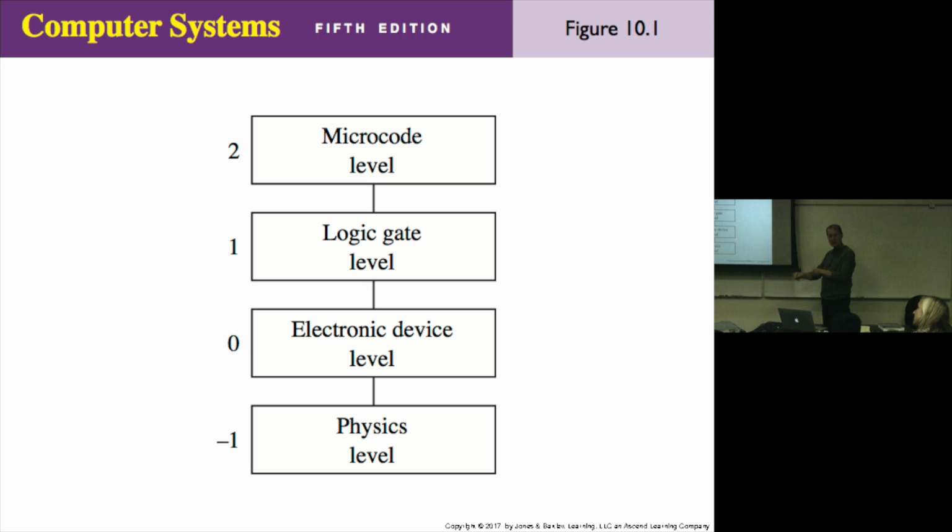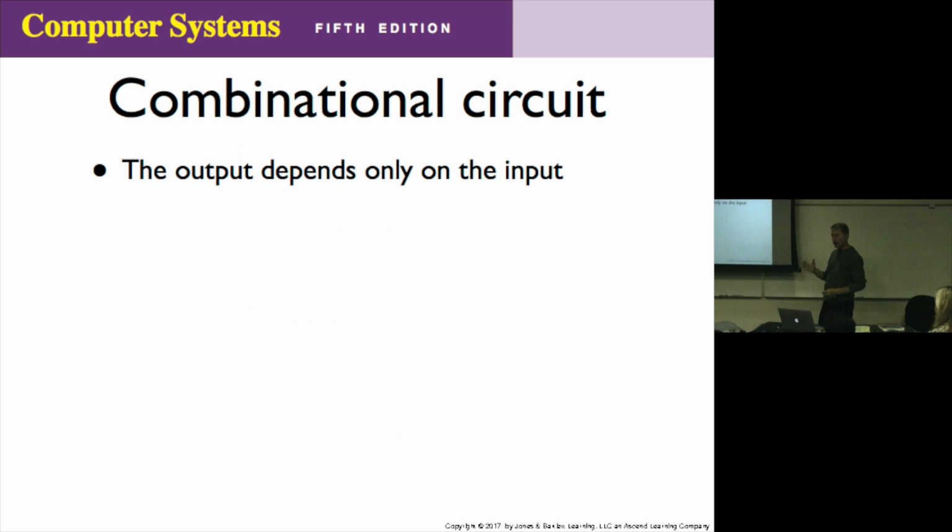So just so that you know where we're headed with this, we are at the lowest level of abstraction, well, almost the lowest level of abstraction, the logic gate level in a computer system. Is everybody with me? And these logic gates are combinational circuits. Now here's the definition of a combinational circuit. In a combinational circuit, the output depends only on the input. Are you with me? That's going to be very important.